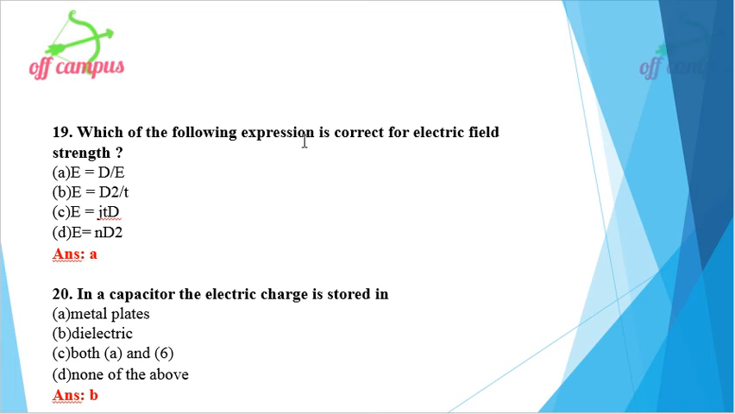Which of the following expressions is correct for electric field strength? It is not E, it is epsilon, permittivity. Okay, epsilon equal to D by E is the correct option. So, D equals epsilon into E, where epsilon is permittivity, E is electric field, and D is electric flux density. So, epsilon equal to D by E, answer A, is the right answer for this problem.